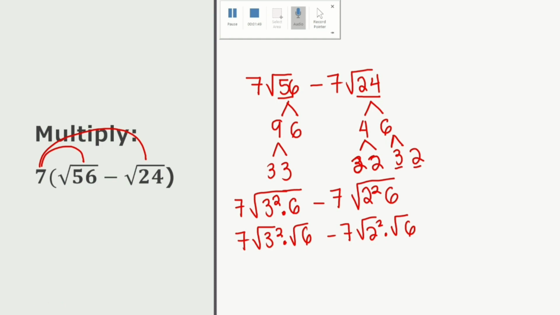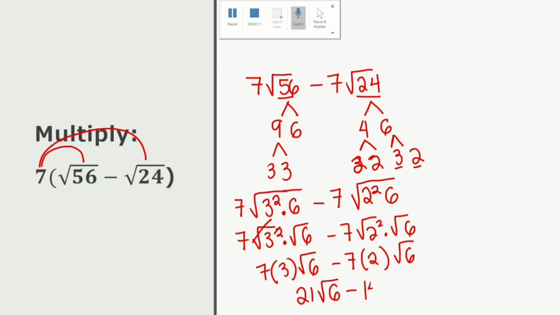And we can simplify this. That's now 7 times 3 times square root of 6 minus 7 times 2 times square root of 6. Then we simplify. 7 times 3, that is equal to 21 square root of 6 minus 7 times 2, which is 14 square root of 6.